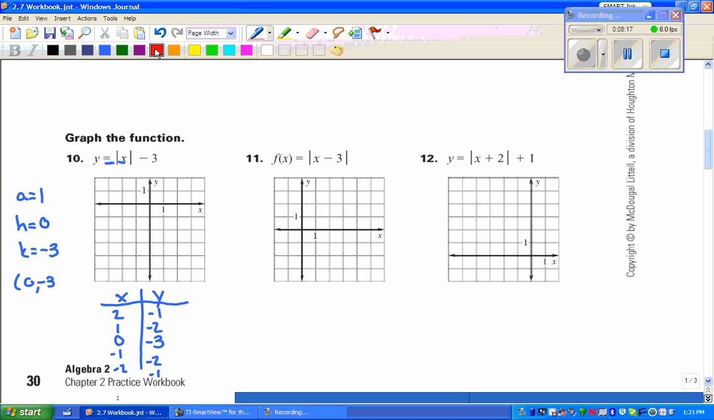And now I'm going to go ahead and plot these points. 0, negative 3. 1, negative 2, 2, negative 1, and same on the other side. And then we would graph this, and we'd graph that from its vertex. And you notice what happens is this minus 3 shifts the graph down 3. My a value is positive, so the graph opens up.